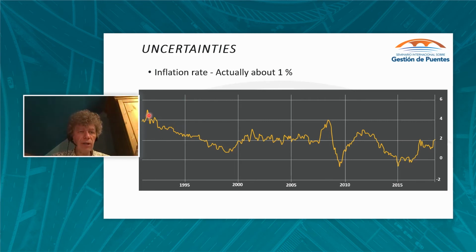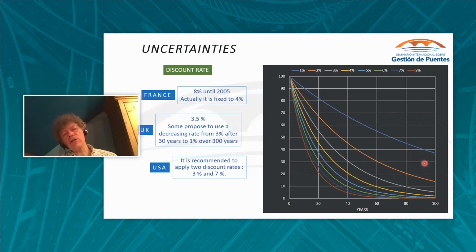You can see here the evolution of inflation in Europe during the last 30 years. You can see that, well, the variation of this value is quite important. Actually, we consider 1%, but what is the best value to take into account on a long period? That's the first uncertainty. The second uncertainty is the discount rate.